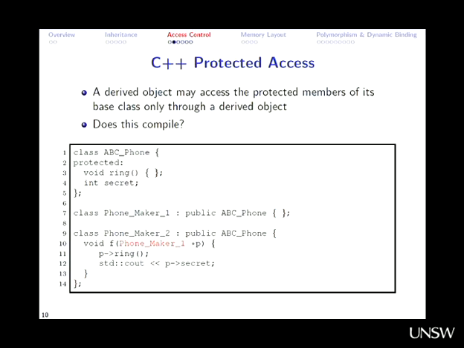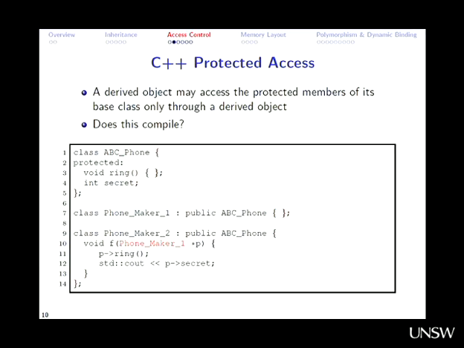Now, let's talk a little bit more about protected. A derived object, an inherited object, may access the protected members of its base class only through a derived object. So if we have the book being the base class, and we have the discounted book being the derived class, we also have a separate class being used book that also inherits from book. We can inherit through those protected members.